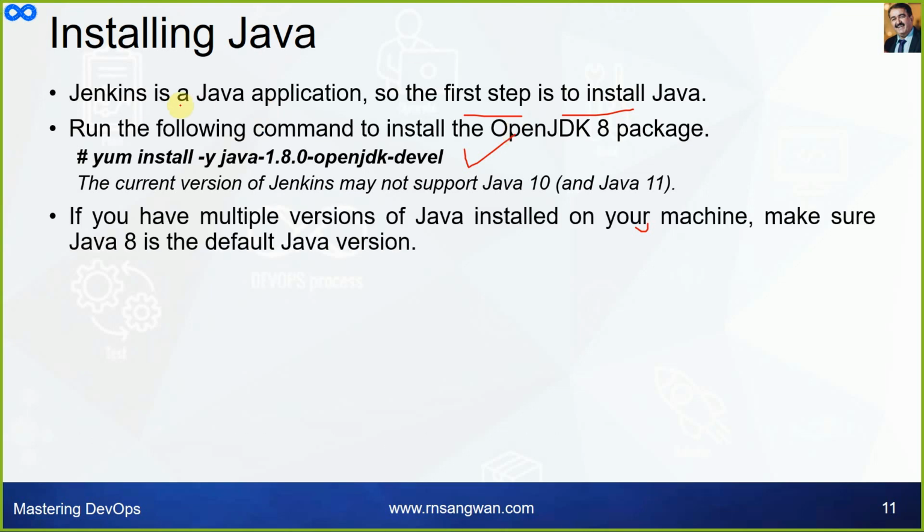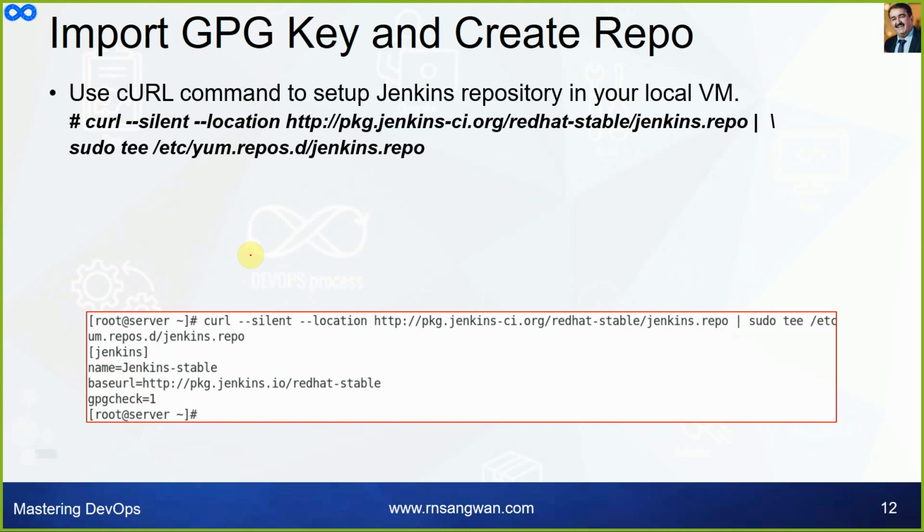If you have multiple versions of Java installed on your machine, make sure Java 8 is the default Java version. Then verify after you import this. The curl silent location is this. From this location, sudo tee /etc/yum.repos.d.